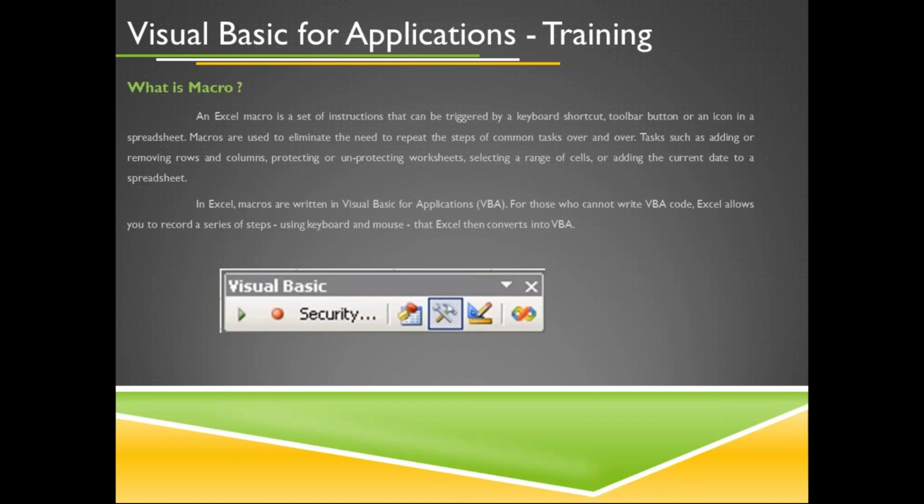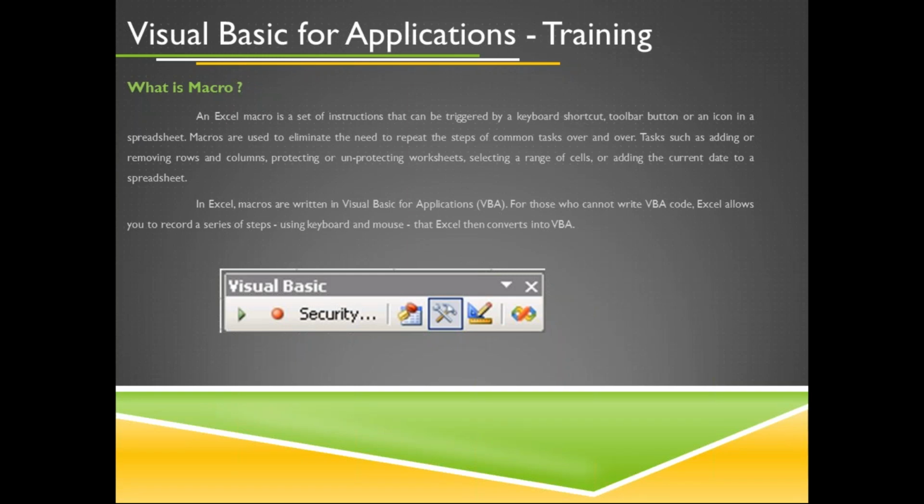And what is a macro? In the VB editor, we are writing statements, which is programming code. This is actually called a macro. So an Excel macro is a set of instructions that can be triggered by a keyboard shortcut, a toolbar button, or an icon in a spreadsheet.